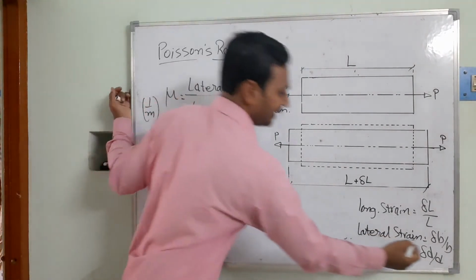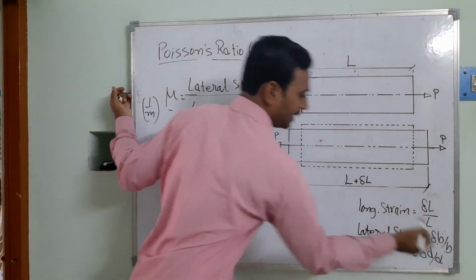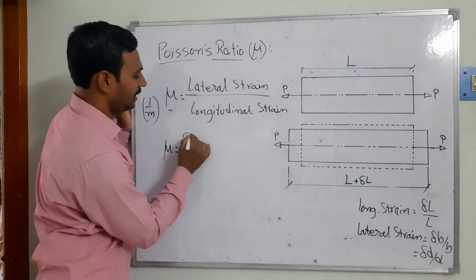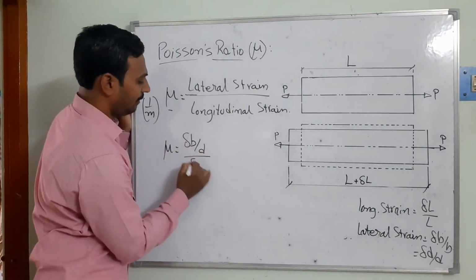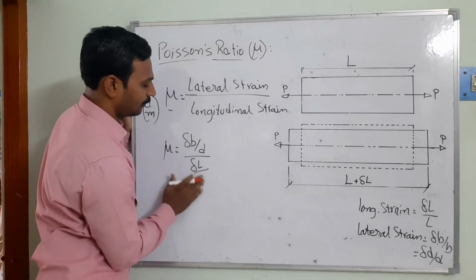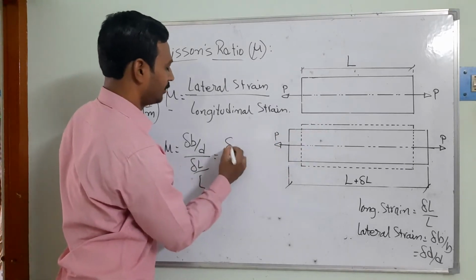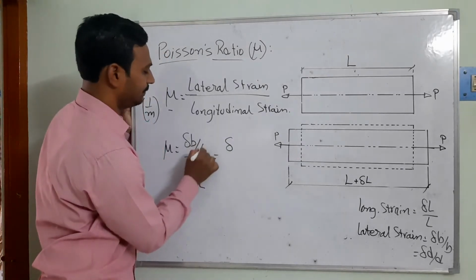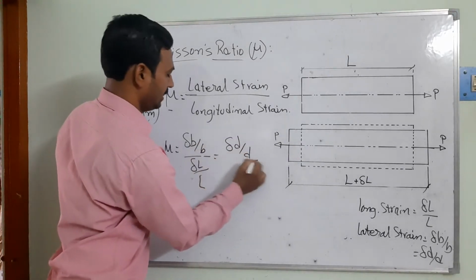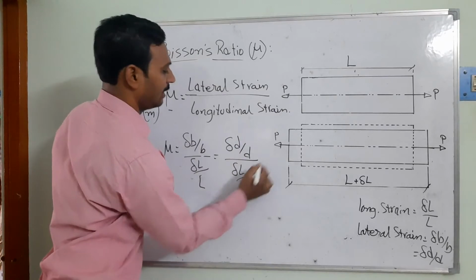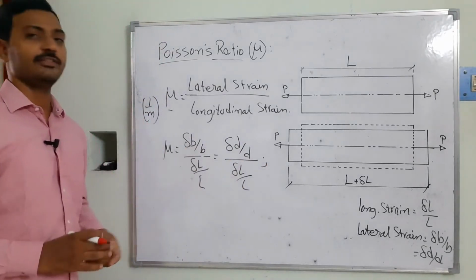That's going to be either width or breadth we are going to be considering. That's going to be del B by B divided by del L by L. So we are going to be writing it in another terminology. Sorry, this is the D. So del D by D divided by del L by L. This way we are going to be making the relationship.